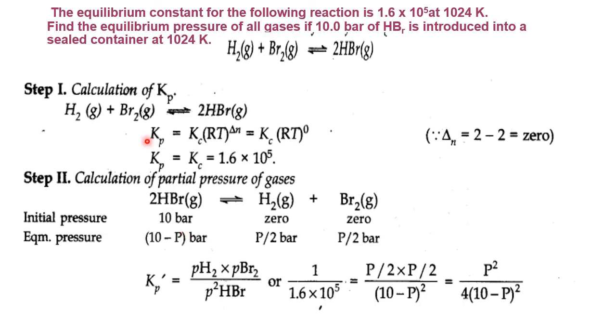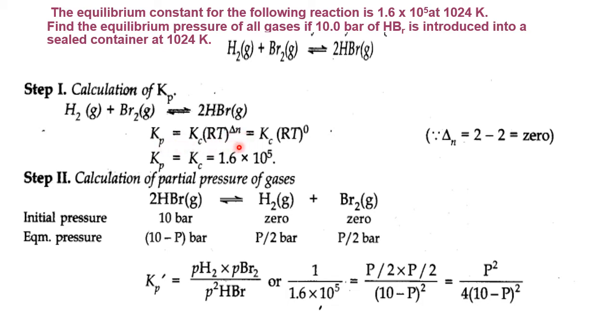Now, the equilibrium constant for the following reaction is 1.6 into 10 to the power 5 at 1024 Kelvin. Find the equilibrium pressure of all the gases if 10 bar of HBr is introduced into a sealed container at 1024 Kelvin. This is the reaction. First, we will calculate the Kp, because Kc is given here. So Kp equal to what? Kp equal to Kc into RT to the power delta n.